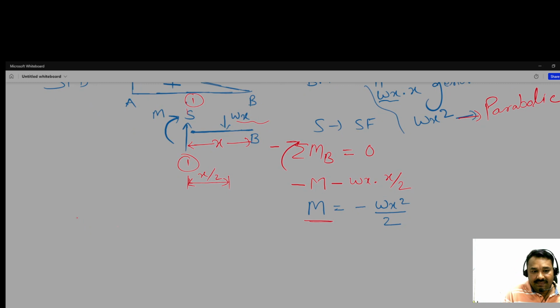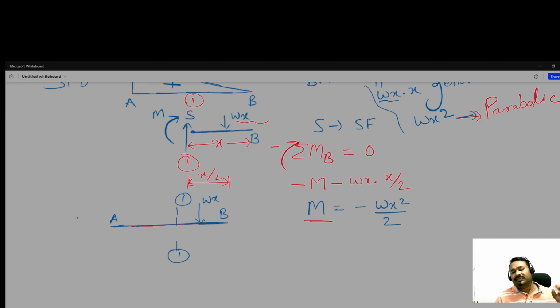So this is the beam from A to B, and this portion we had taken a uniformly distributed load W, and from here to here it is x. Okay, so what about the shear force diagram and the bending moment diagram?